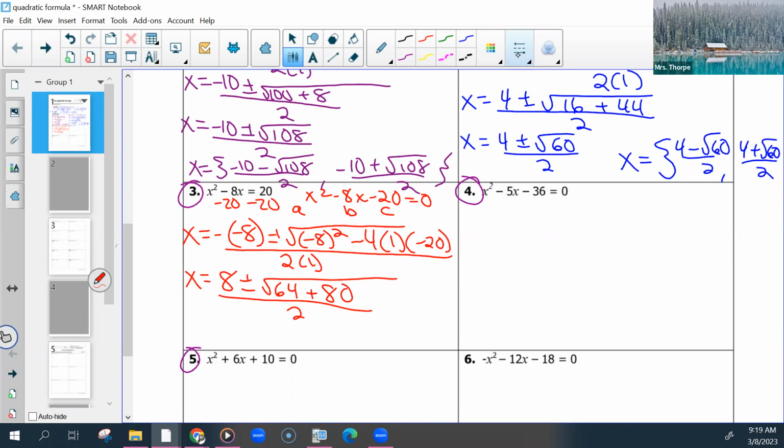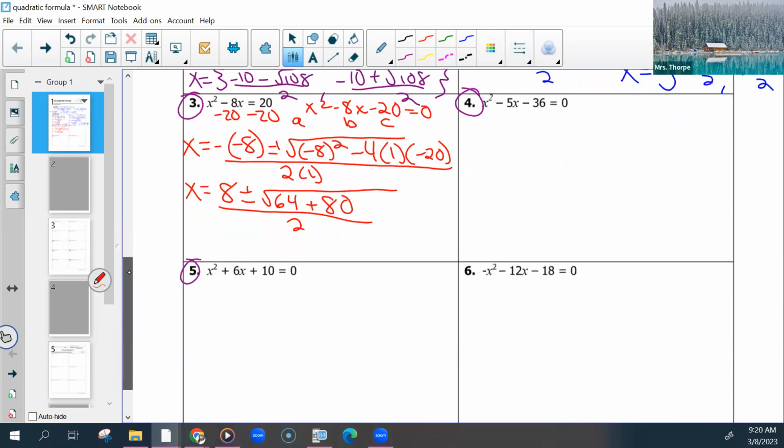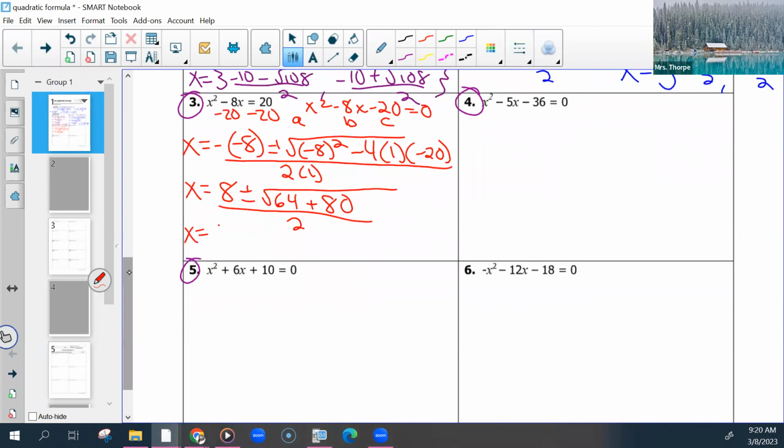64 and 80 gives us what? 144. Is 144 a perfect square? Yes, and it would give you what? 12. So this is when you would have to simplify more, because now you have whole numbers that you can keep going.